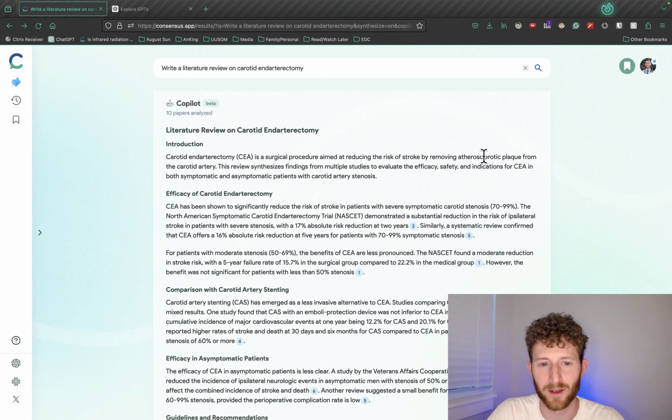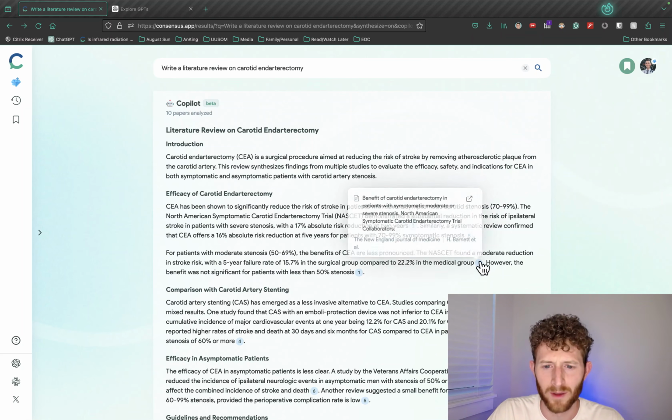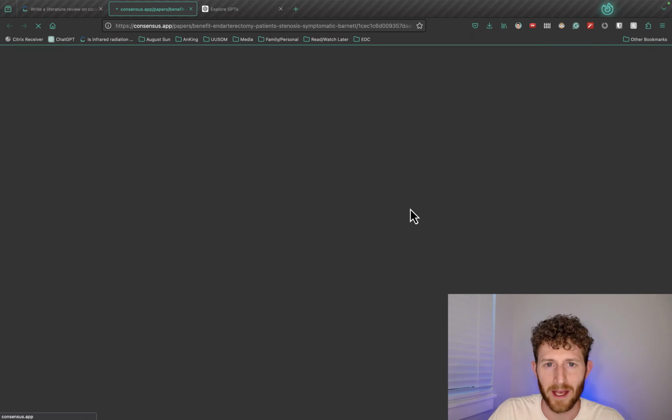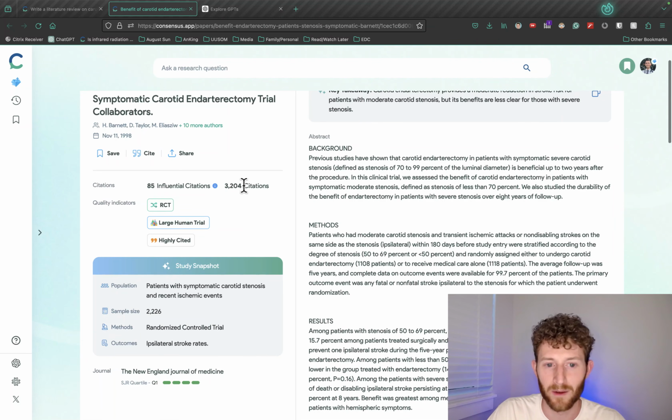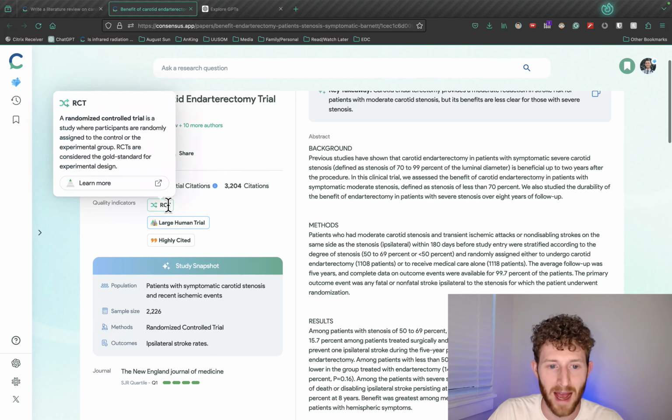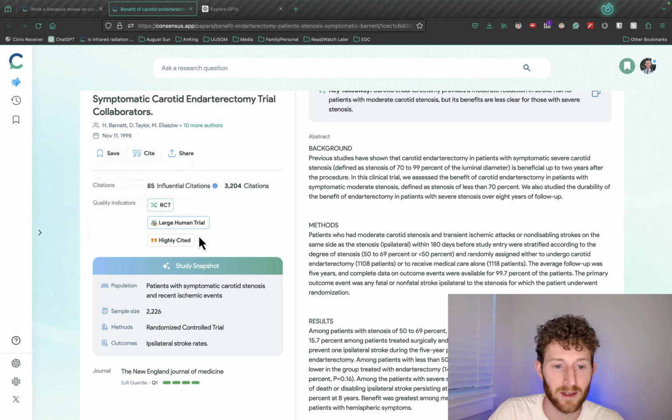If we come back to that literature review on carotid endarterectomy, I want to show you something else that you can do. When you look at these resources, you can click on these, and it's going to open up a new tab for you, and it's going to give you the abstract for that paper. It's going to give you all that same information about how many citations and how influential it was. It's going to give you the same badges to show you this is a random controlled trial. It had a large human trial, it's highly cited. These are all those useful things, along with the study snapshot to tell you that this is a very influential paper.